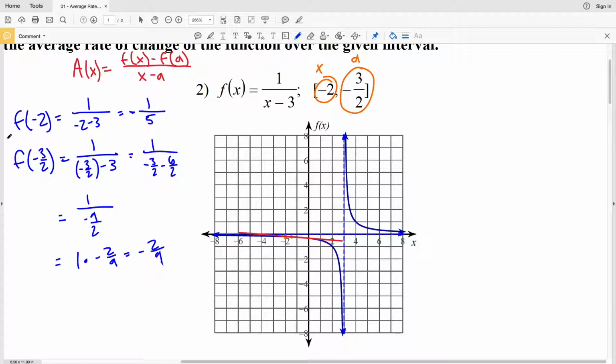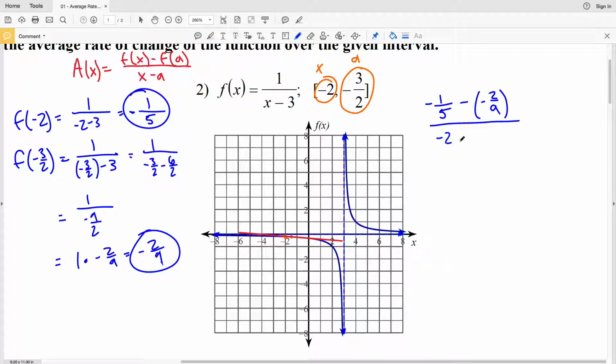So now that we know f of x and f of a, we'll plug that into our formula. F of x, f of negative 2 is equal to negative 1/5, and then f of a, f of negative 3/2 is equal to negative 2/9. So minus negative 2/9, that's going to be all over x minus a, which is negative 2 minus negative 3/2. Now we'll simplify and solve.